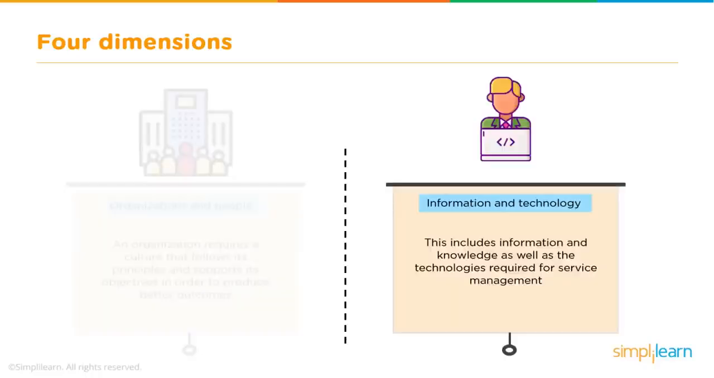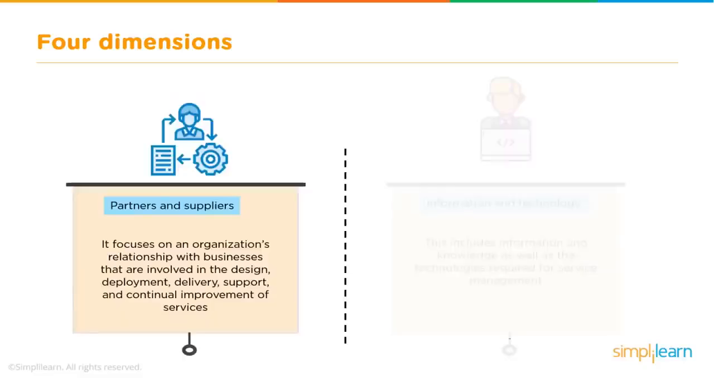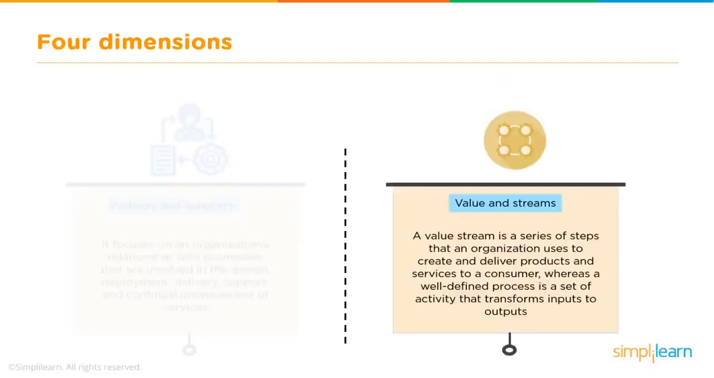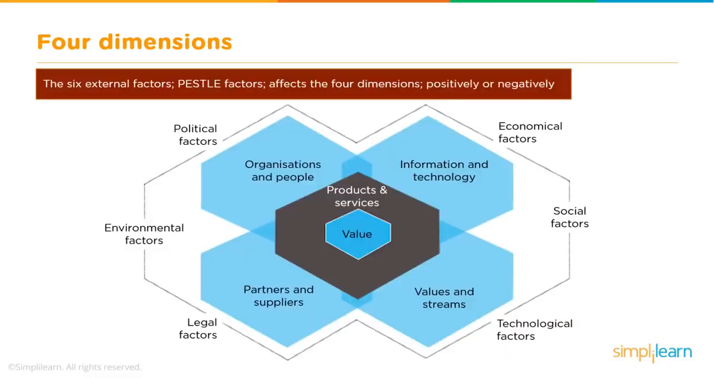Similarly, information and technology involves the information and knowledge which is required along with the technology to provide the required services and service management. Partners and suppliers focuses on those stakeholders who supply certain services for a service provider so that the service provider can provide better services to their consumers. Value streams and processes refers to the series of steps an organization takes to create and deliver products throughout the service life cycle of a service. Now, to take an example, if I assume a service like the taxi service which we discussed earlier.